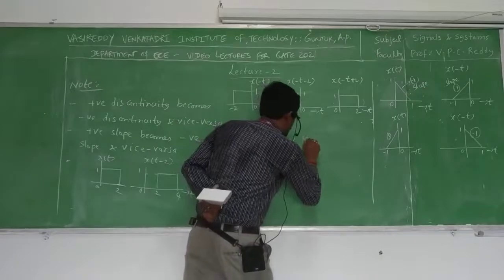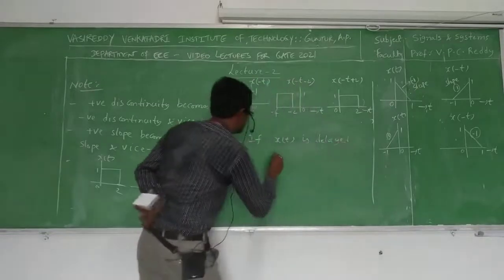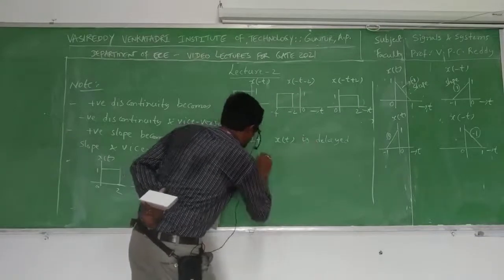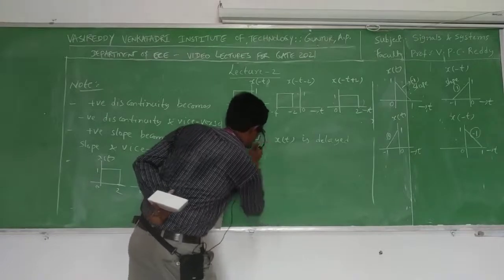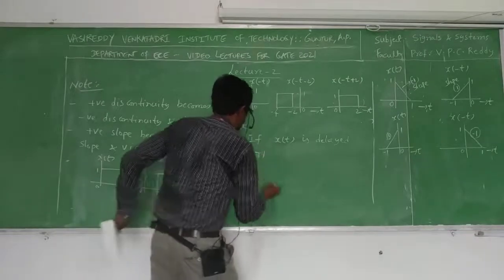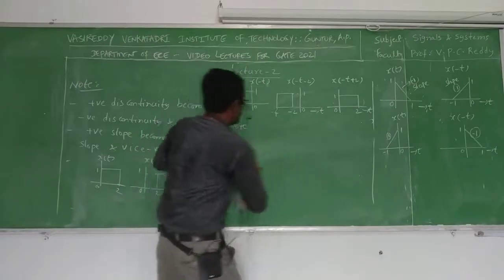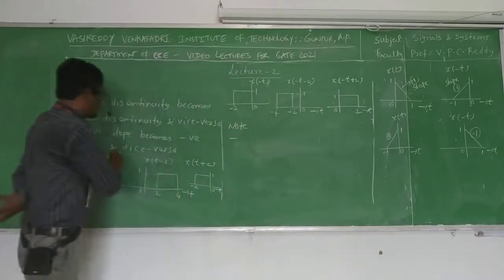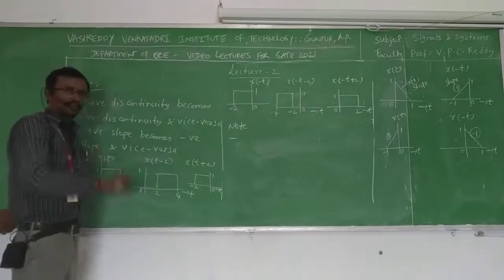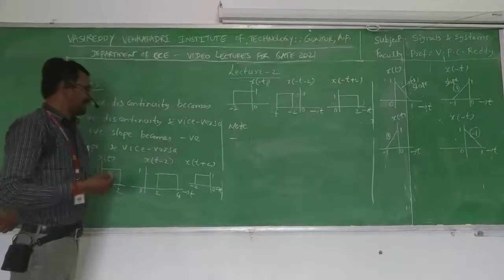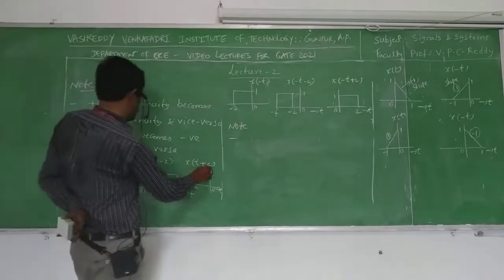If x of t is delayed, if you delay the time, instead of this, we make a simple statement: if the original signal x of t is delayed, then time reverse will be advanced. If the original signal is advanced, then time reverse will be delayed. So this is the advanced version.